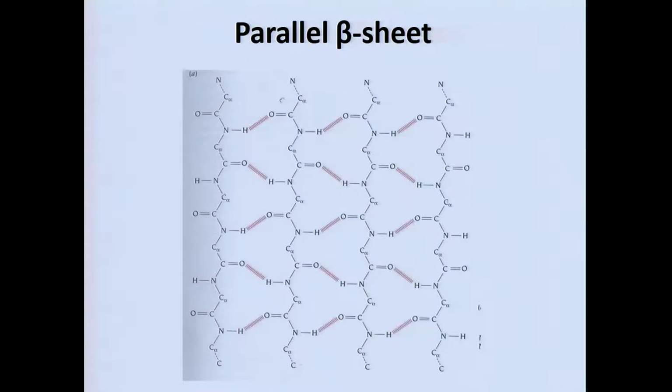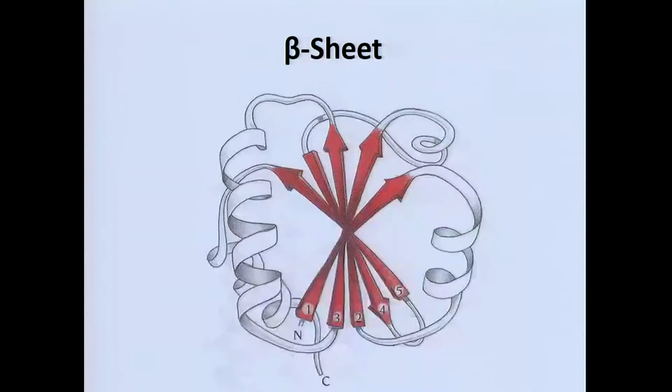These are the parallel beta sheets. You can see here starting from N, then C terminus, N to C, N to C, N to C, and these also have interchain hydrogen bonding. And when you see a protein, you may think that beta sheets are just a flat sheet. But never in the protein structure are they flat, they always have a kind of twist.